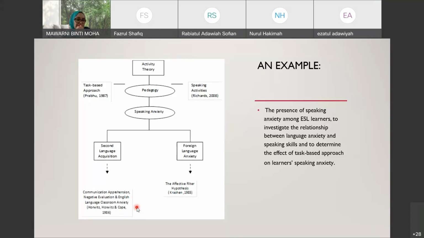It's about communication apprehension, negative evaluation, and English language classroom anxiety. Oh, what is the meaning? I mean, what do you understand about second language acquisition? Second language acquisition is how a learner learns a second language. I mean, how do they acquire the language, be it from their parents' mother tongue, or from the community around them. From what I understand from SLA so far. Yes, thank you. Yeah, it's correct, Fazrul.